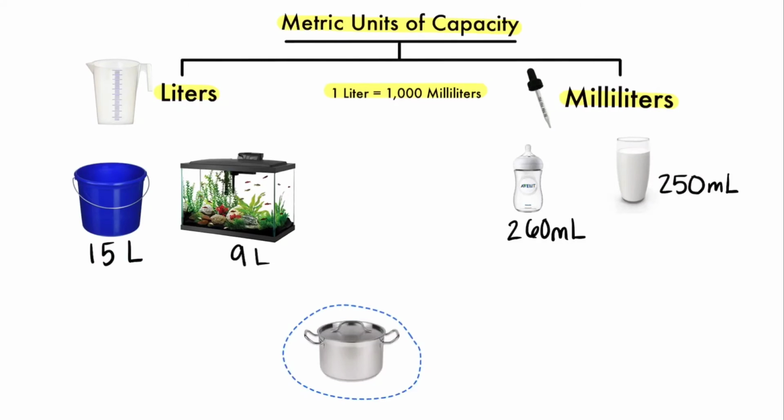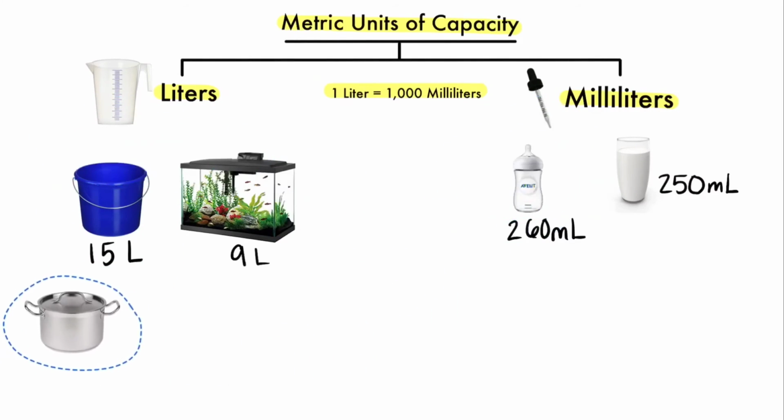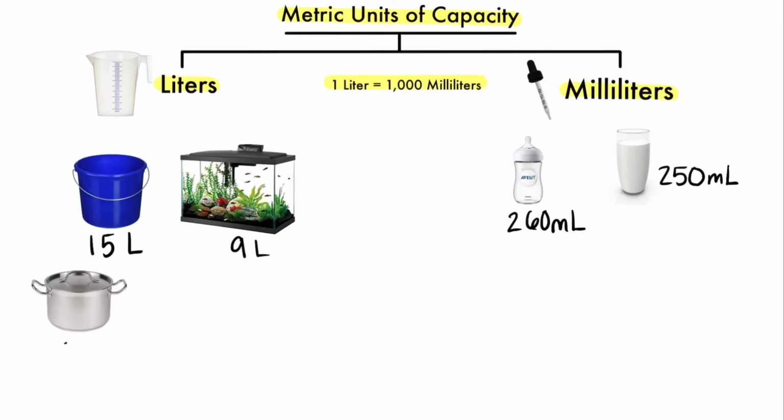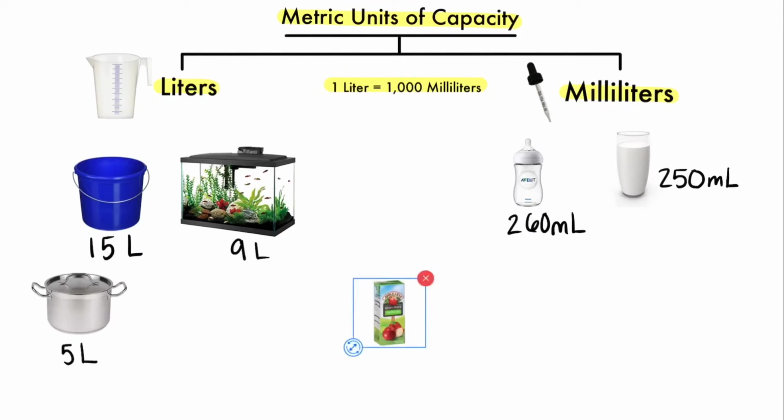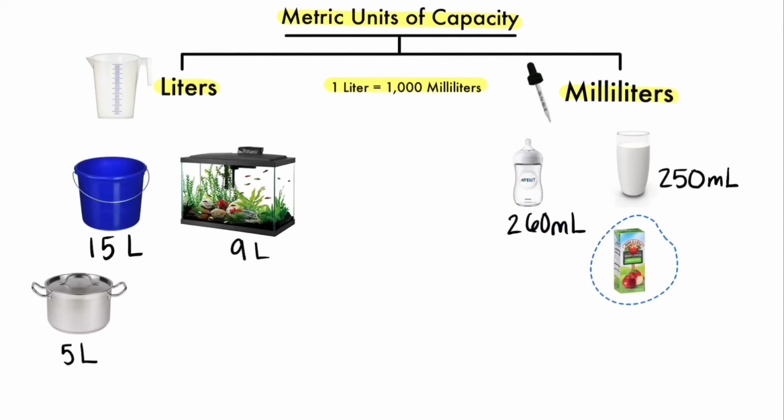What about a cooking pot? Would you use liters or milliliters? Liters for sure. Milliliters would take too long. A cooking pot can hold about 5 liters. What about a juice box? Would you use liters or milliliters for a juice box? Milliliters for sure. A juice box can hold around 250 milliliters of juice.